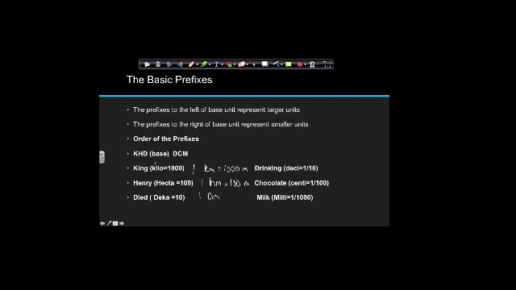Or you could use DK. 1 decameter is equal to 10 meters. Remember, the 1 will go with the larger unit. All right, so now let's look at deci. Remember, everything to the right of the base is going to be smaller. So really, the base unit should be larger.